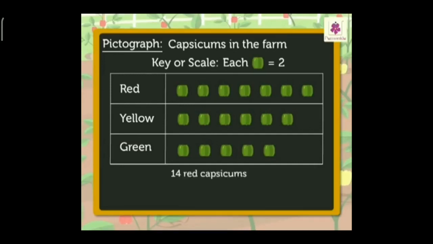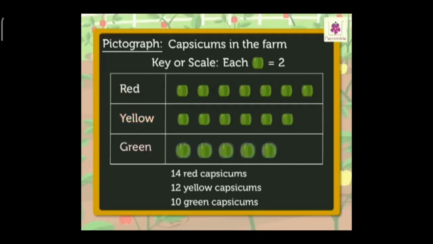Hence from the pictograph we can say there are 14 red capsicums, 12 yellow capsicums and 10 green capsicums. Hence, from the given information, we can say how many capsicums are there in all and many more information from the given pictograph. Hope you have understood what is a pictograph.